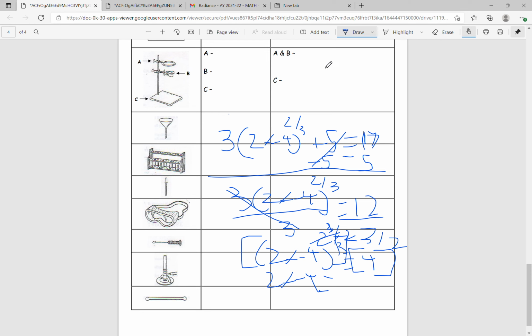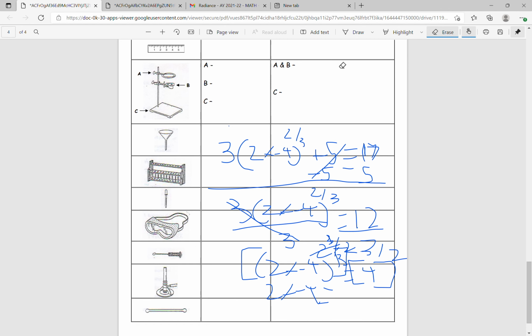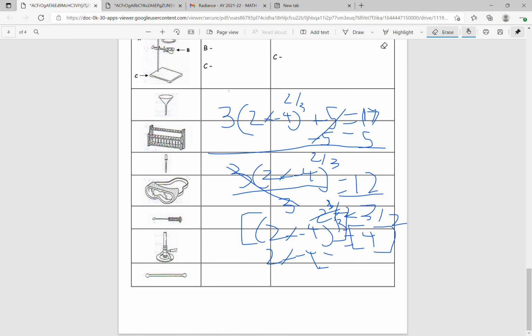4 raised to 3/2 is the same as 4 to the 1/2 raised to the 3rd power. Now, 4 to the 1/2 means the square root. The square root of 4 is 2, and 2 cubed is equal to 8. So 4 to the 3/2 is 4 to the 1/2 cubed, and the square root of 4 is 2. 2 to the 3rd power is 8. So 4 to the 3/2 is equal to 8.